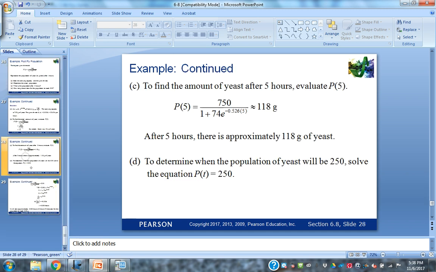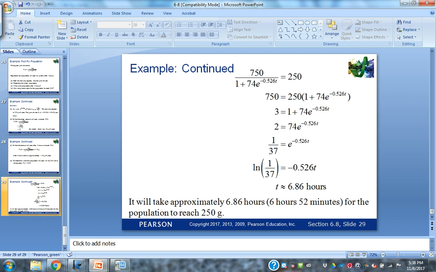The last part is the part that's a little tougher, because to solve this you have to multiply and then you can divide by 250 over here and get that number, and then get e to the power by itself. And then once you want to get rid of e, what do you use? Natural log gets rid of e there, and then you can get that number really easily. So in 6.86 hours, we could reach 250 grams of whatever we were dealing with.